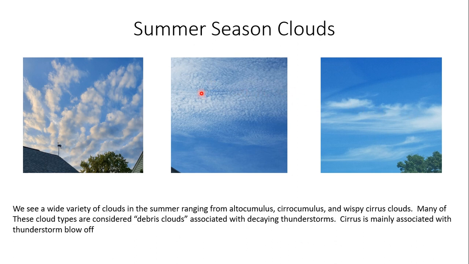You can see the cirrocumulus. You might see some altocumulus remaining from a dissipating or decaying thunderstorm. A lot of these clouds are not associated with mid-latitude cyclones during the summer season because the main storm track shifts to the north. The variety of cloud types you see in the summer are more associated with decaying or dissipating thunderstorms.